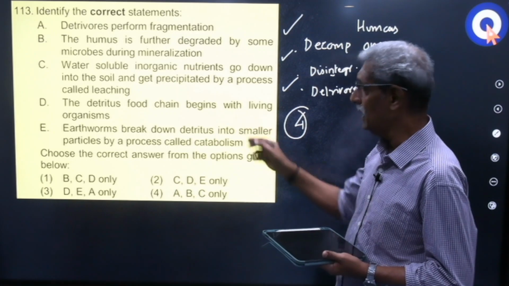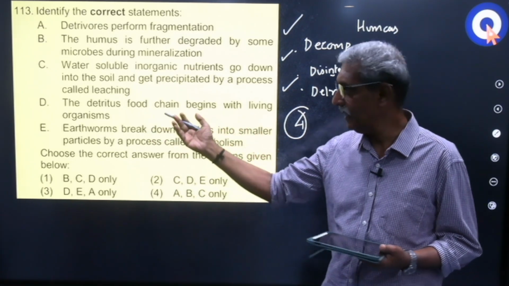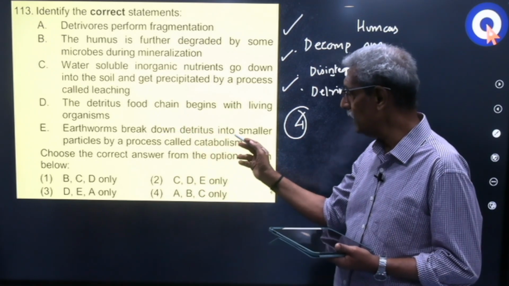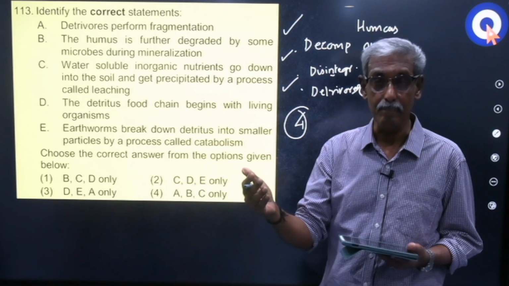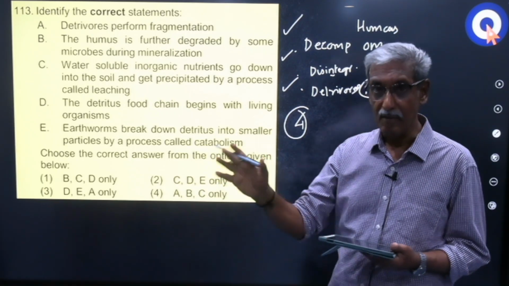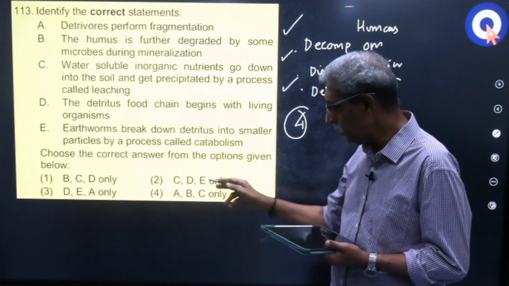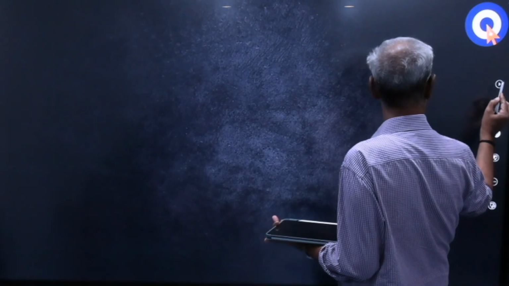Whereas when you take D, the detritus food chain begins with living organisms. It never begins with living organisms, it begins only with dead organisms. And earthworms break down detritus into smaller particles by a process called catabolism. It's never catabolism. Catabolism is a big biological process. Earthworms only pulverize it, remember that. So the option is the fourth option, which is A, B and C.